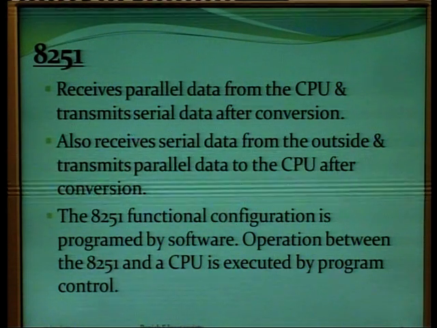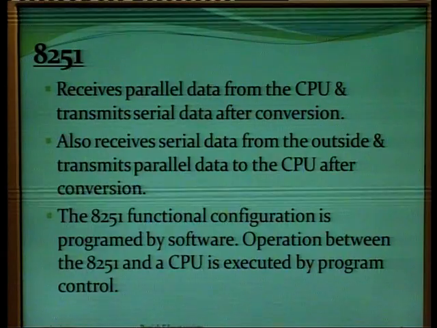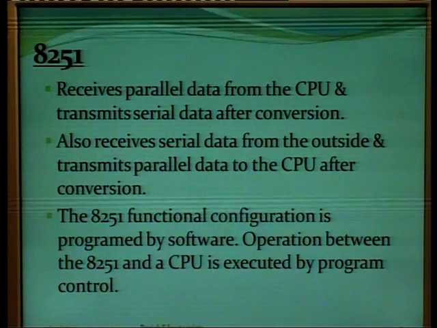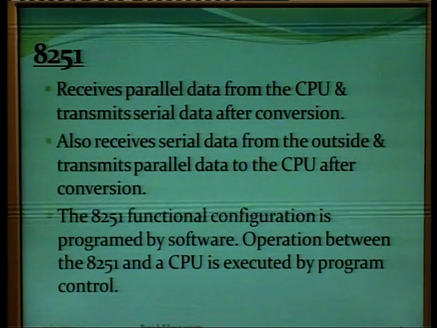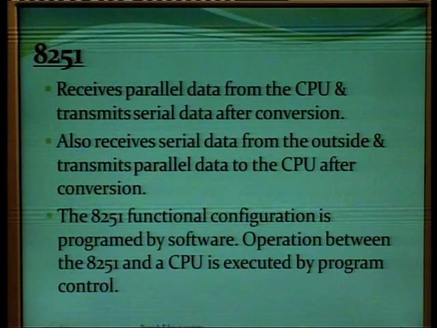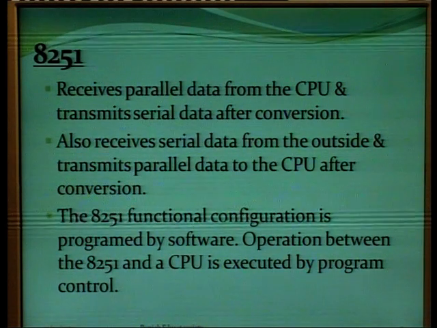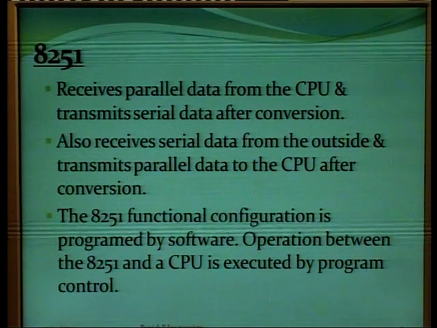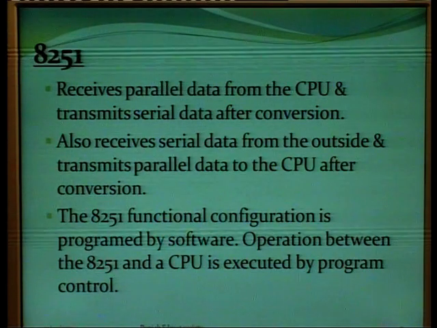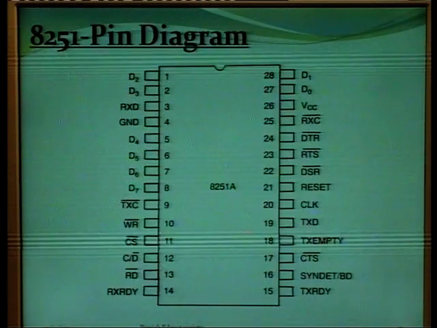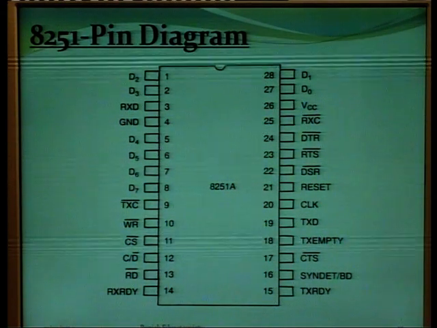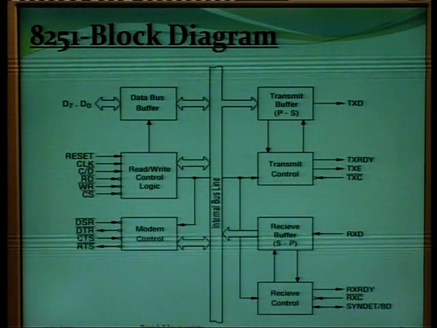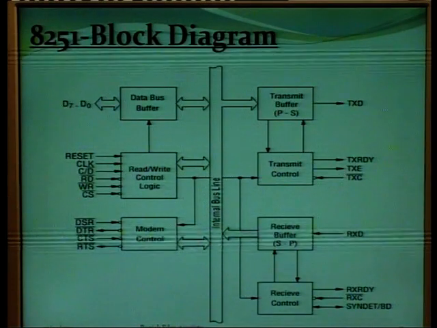It receives parallel data from the CPU and converts it into serial data, or it receives serial data from the outside and converts it into parallel data to send to the CPU. Its functional configuration is controlled by a program, a software. The operation between 8251 and CPU is executed by program control. This is the pin diagram of 8251. There are a total of 28 pins, and this is the block diagram of the 8251 programmable serial communication interface.